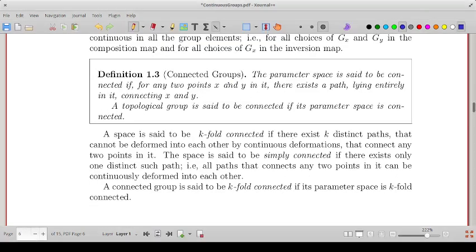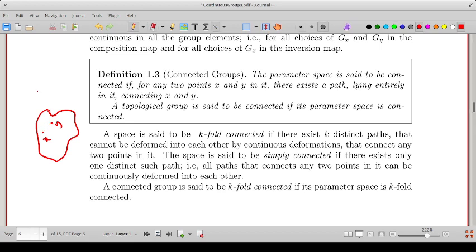We now discuss what are called connected groups. Now consider the parameter space of a group, something like this. Now consider any 2 points, say denoted by X and Y. Now this parameter space is said to be connected if there exists a path lying entirely in the parameter space that connects these 2 points. Now you can see that there is a path that connects X to Y here.